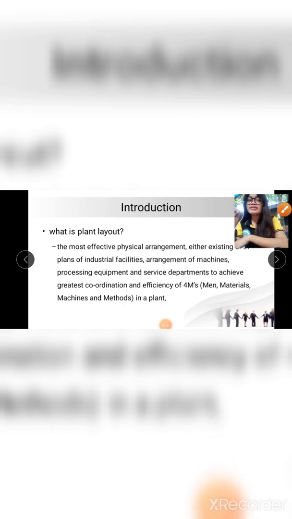What is plant layout? Plant layout is the most effective physical arrangement, either existing or in plans of industrial facilities, of machines, processing equipment, and service departments to achieve the greatest coordination and efficiency of the 4Ms, which are men, materials, machines, and methods in a plant.